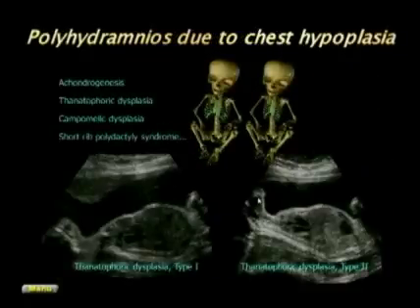Now, sometimes the chest is so narrow that not only the lungs are compressed, but the esophagus is also compressed, and when the esophagus is compressed, the baby can't swallow properly, and polyhydramnios results. And here we have two fetuses, one with thoracic dysplasia type 1 and one with thoracic dysplasia type 2, and you see that both have very narrow chests here and there, and they have polyhydramnios at the same time.